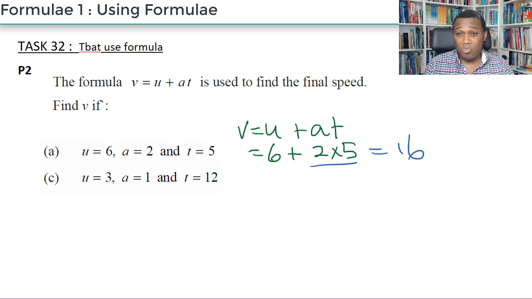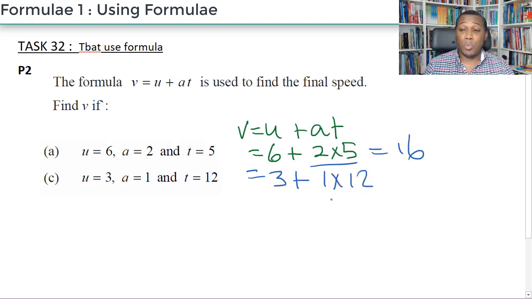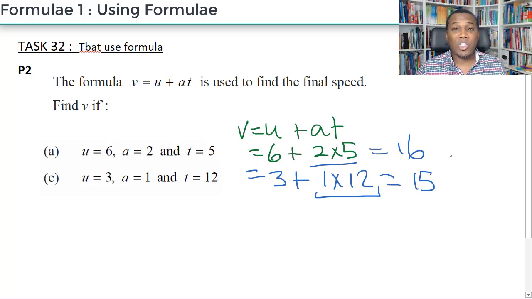Let's check if it's right. We'll plug it in. V is equal to 3 plus 1 times 12, acceleration times time. 1 times 12 is 12. We have to do the multiplication first. That's the order of operations. 12 and 3 is 15. So 16 for part A and 15 for part C. That's what you should have for number 2.